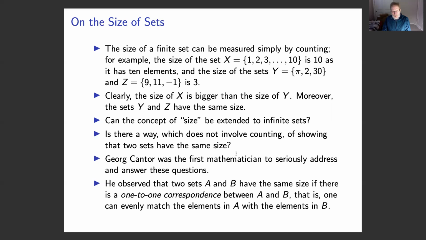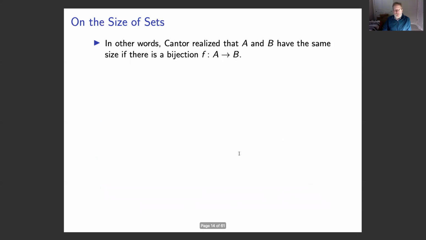He observed that two sets A and B have the same size if there's a one-to-one correspondence between the set A and the set B. That is, one can evenly match the elements in A with the elements of B. And I'm going to follow that up with some examples here.